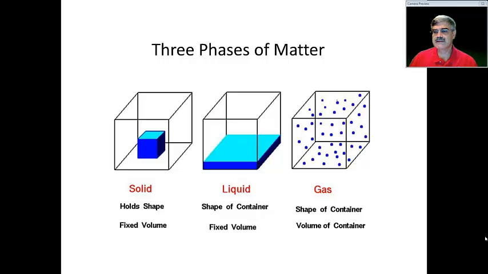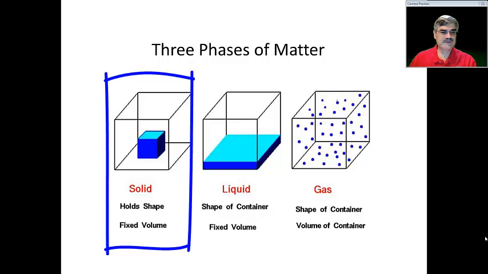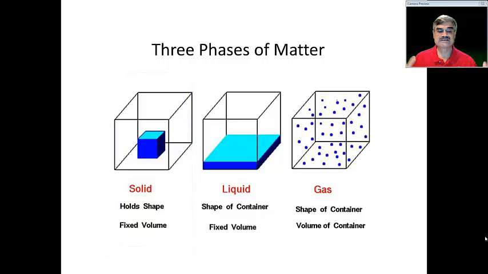Now let's talk about the phases of matter. Solids, liquids, and gases. On the left, I show the solid phase of matter as a blue cube placed within a larger container. A solid is defined as that phase of matter that has a fixed volume and it holds its shape. That is, if we put that blue cube into the larger container, it will still be that blue cube no matter which corner of the container we place it.